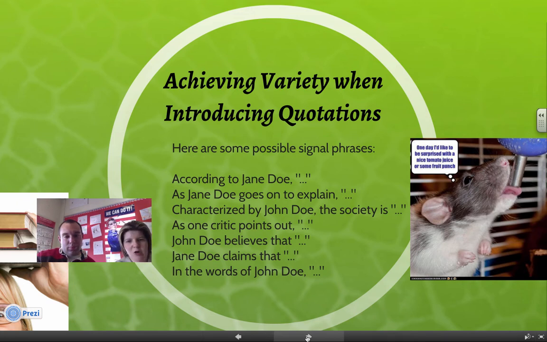Make your leads to your quotes a variety so that the reader doesn't get bored with hearing the same thing over and over again, kind of like that little hamster there. He gets water every day, and boy, he'd like some tomato juice or some fruit punch every once in a while instead of just plain old water. If it's just according to this, according to this, according to that, according to this person, it gets really monotonous.